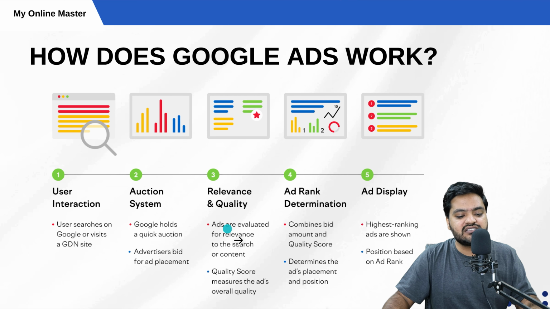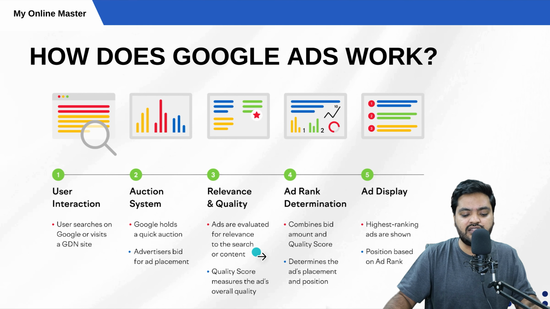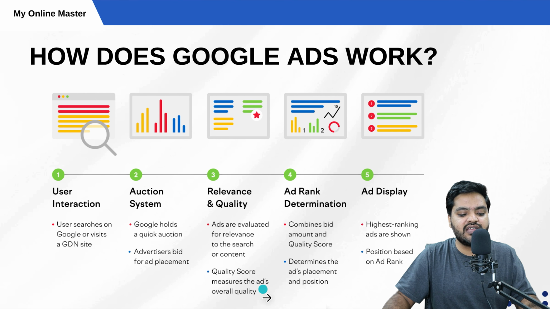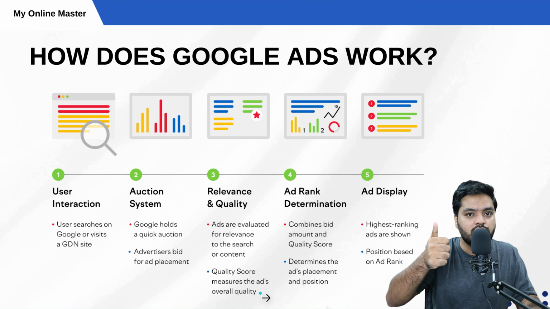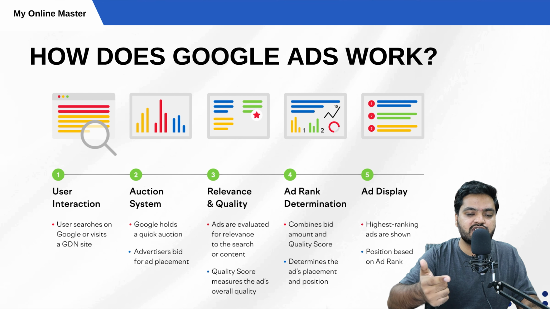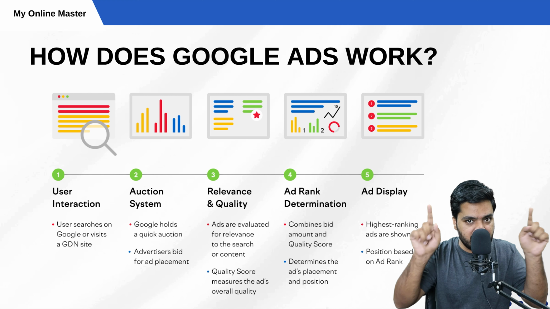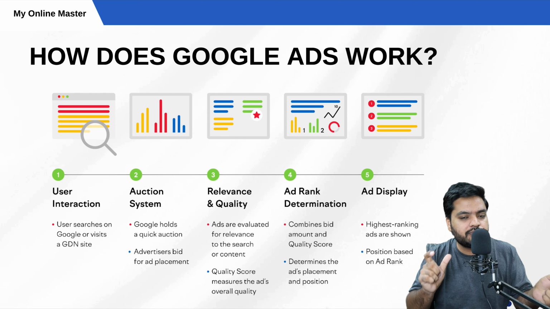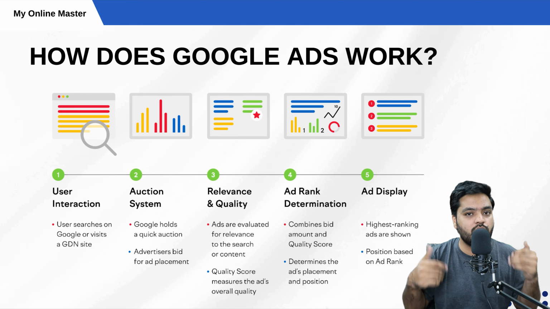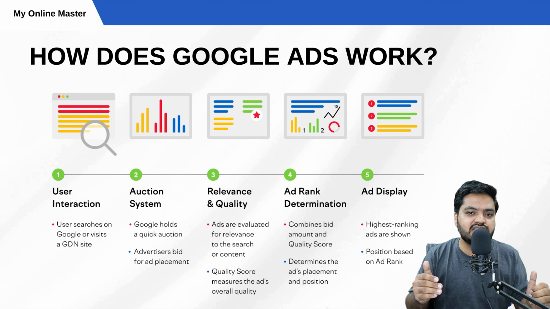It means ads are evaluated for the relevance to the search and the content. That is number 1. Number 2, quality score measures the ad's overall quality. What is your headline? What is your description? Is it related to your products and offering? What is your landing page? What is your target keyword? Is it related to your target keyword? Everything is being measured inside that auction parameter, along with the bid. Of course, whoever bids highest will also be considered, but bidding alone is not the criteria.